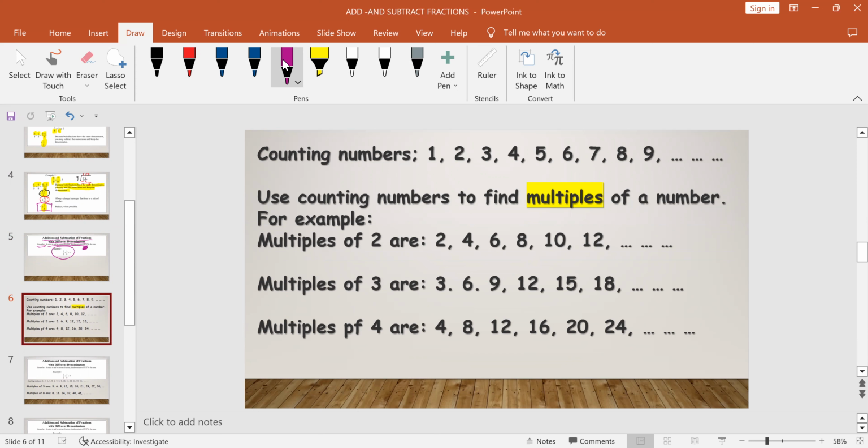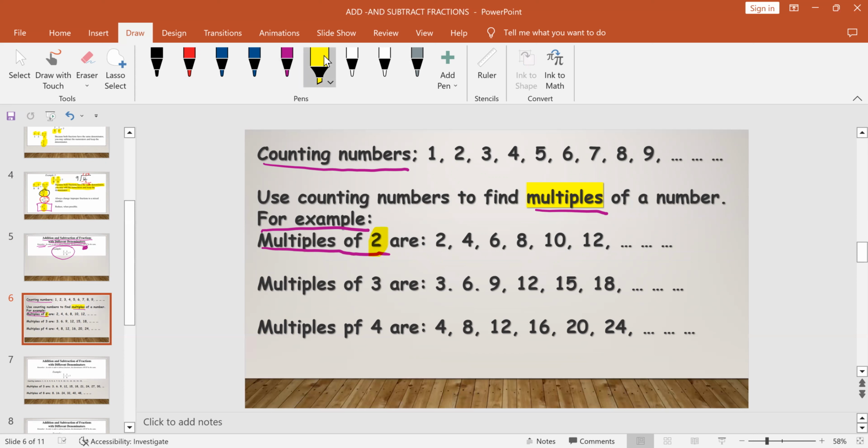So as an example, multiples of 2 are, so how do we get these multiples? We need multiples of 2, so we use the counting numbers. What is 2 times 1? 2. What is 2 times 2? 4. What is 2 times 3? 6. What is 2 times 4? 8, and so on. So if they ask you what are the multiples of 3, we do the same thing.